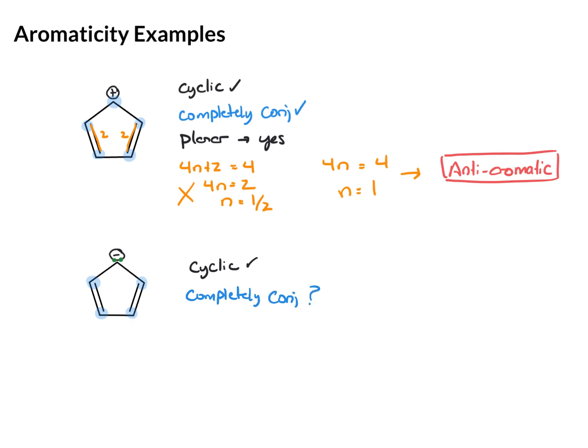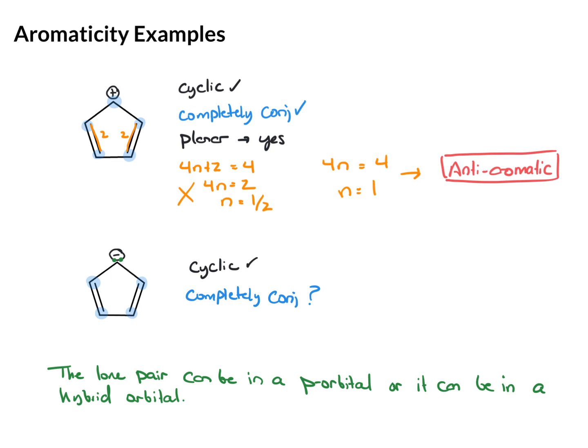Because remember, lone pairs can go in p orbitals or they can stay in hybrid orbitals. So that's going to be something to keep in mind. Is it planar? Most likely, it's a small ring, but again, that kind of depends on the hybridization of this carbon. If the lone pair is in an sp3 orbital and this carbon's sp3, then it's not planar. If this lone pair is in a p orbital and this carbon is sp2, then it is planar. So those two are kind of going to go hand in hand.